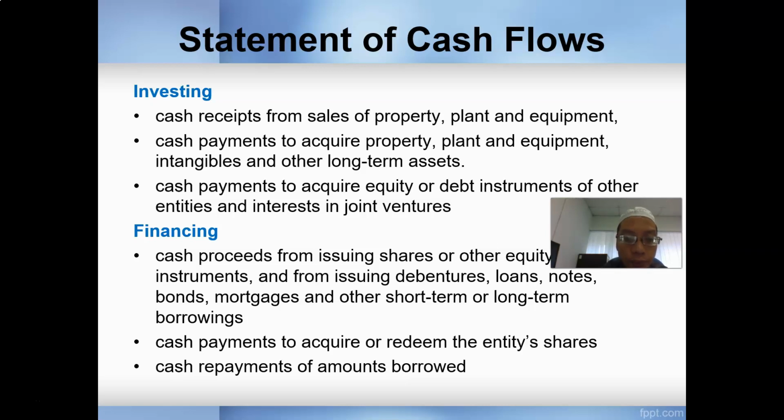And then cash payments to acquire or redeem entities' shares. So on the other hand, when the company buys back the shares that have been issued, then that is also part of financing activities, as well as cash repayments of amounts borrowed. Okay, in the top one, we see that when the company receives money from lending, that is part of financing activity. To repay that loan is also a financing activity.